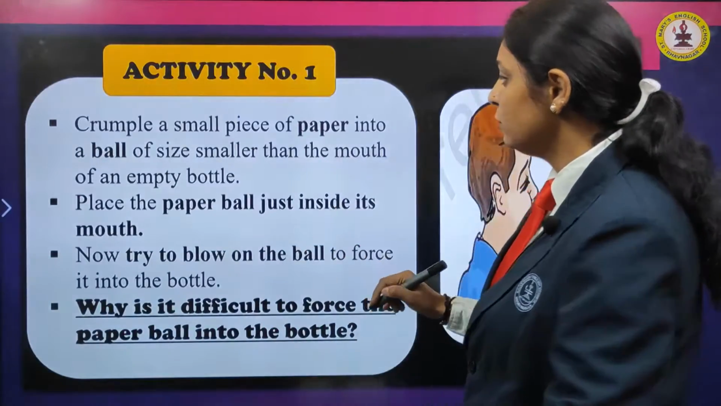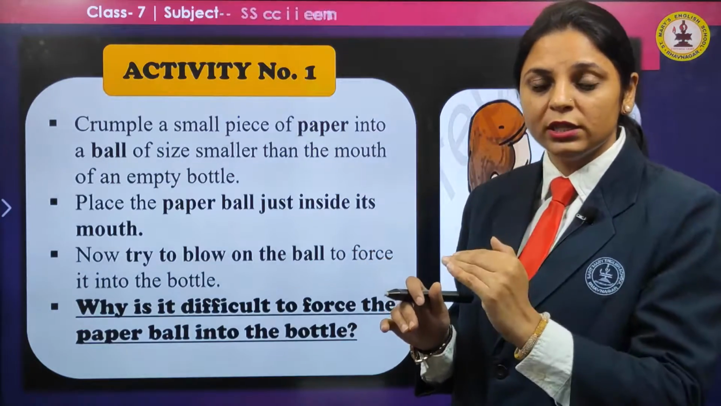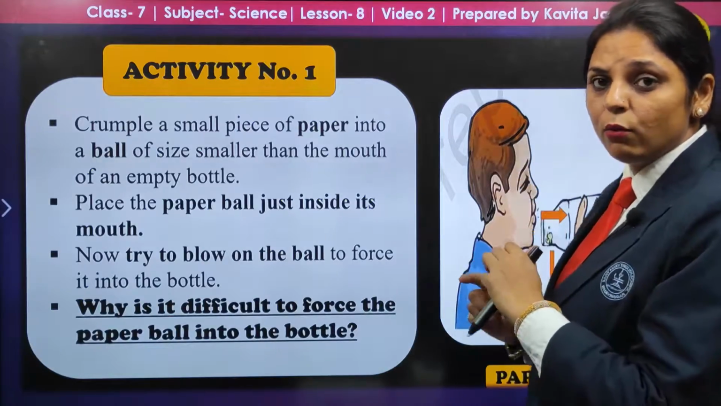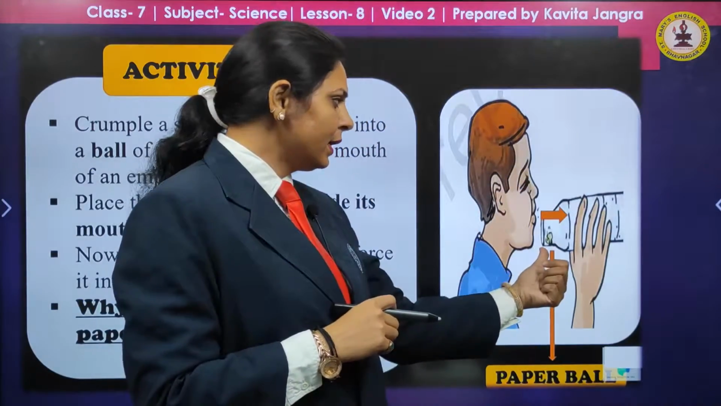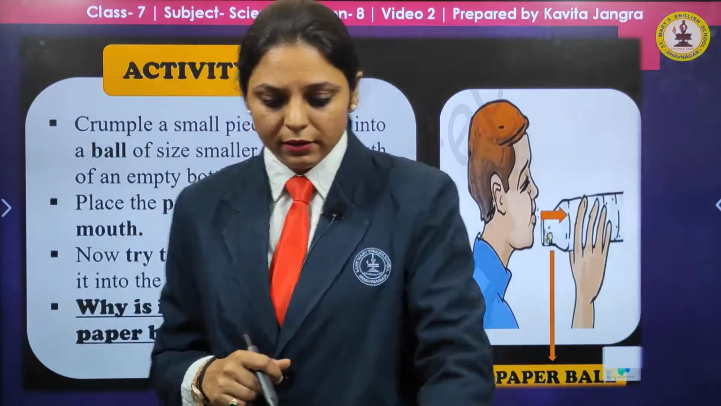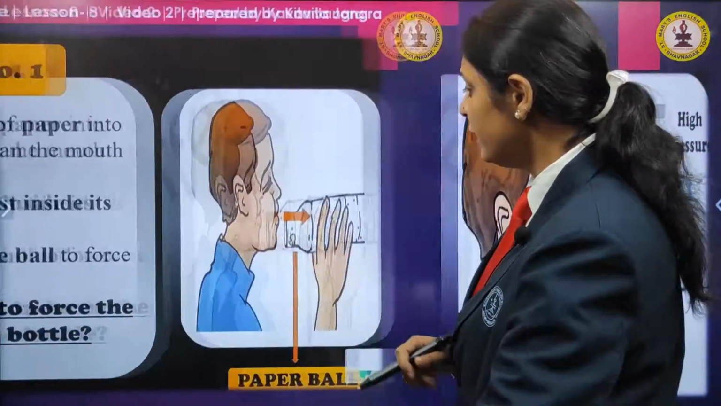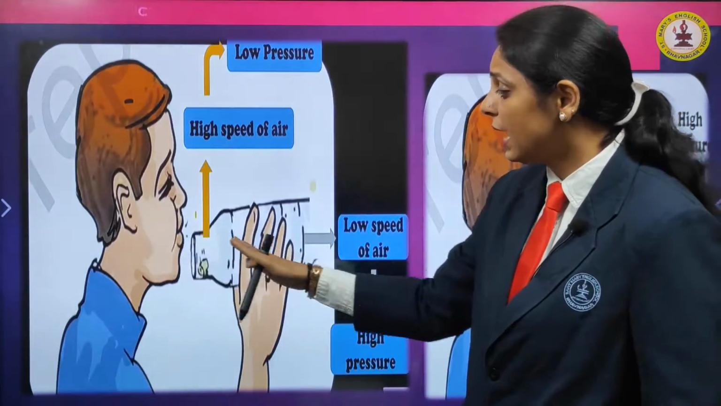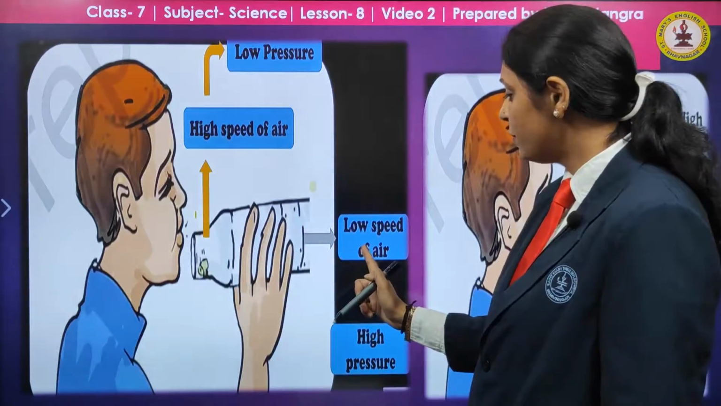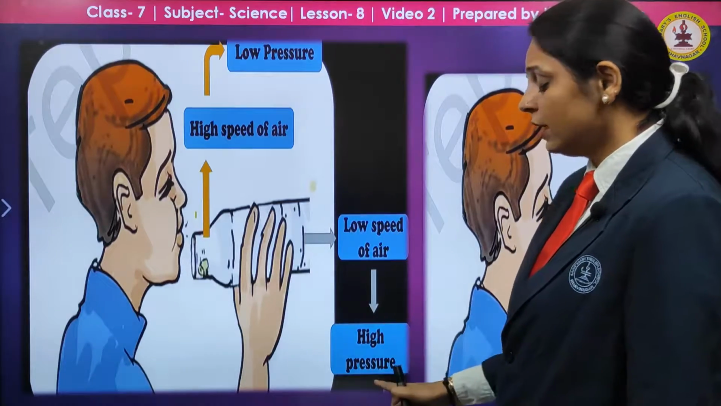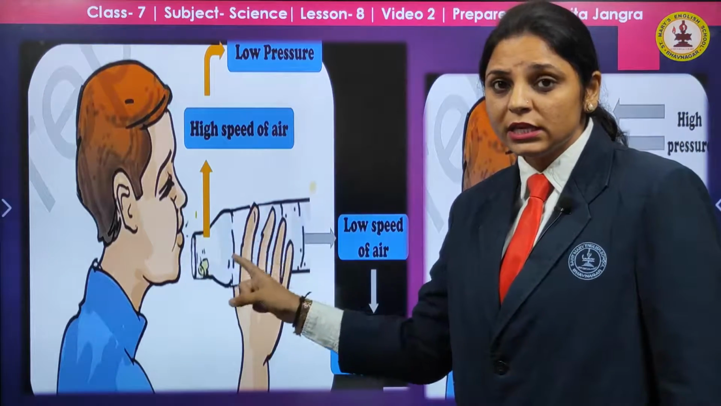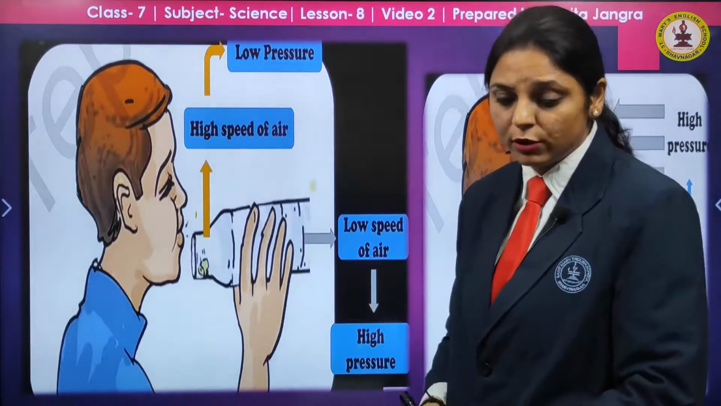Now here, activity 1, to show you that high speed lowers the pressure. How do we come to know? Take a bottle, put a paper at the end, and blow the wind. When you are blowing, the paper will not get inside. Why? Try to understand why it will not move inside. Because the high speed air that you blow creates low pressure in this area, and inside there is low speed of air and high pressure, and the movement is always from high pressure to low pressure. That's why this bit of paper will not move inside the bottle.